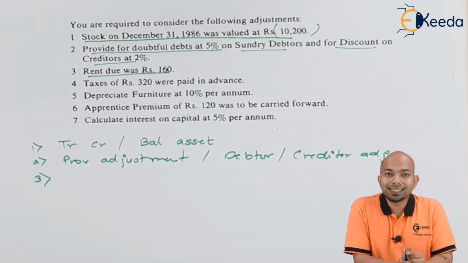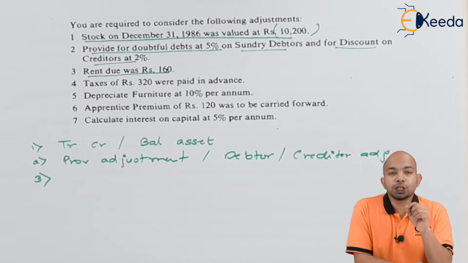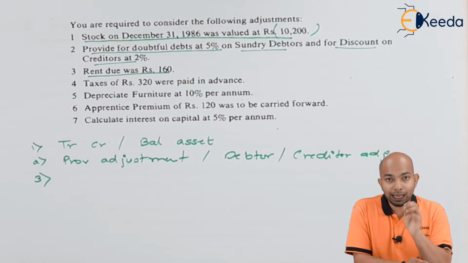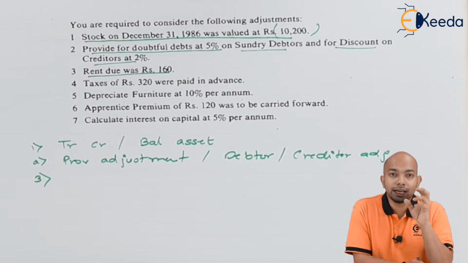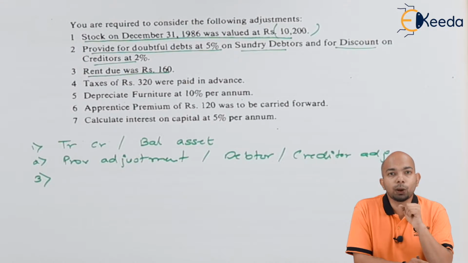Rent due rupees 160, it is an outstanding, hence the first effect will be you'll be mentioning it on the liability side of balance sheet. Next, you'll be adding this amount to the rent category. That means the rent item which was mentioned in the trial balance, it will have addition of this specific amount.